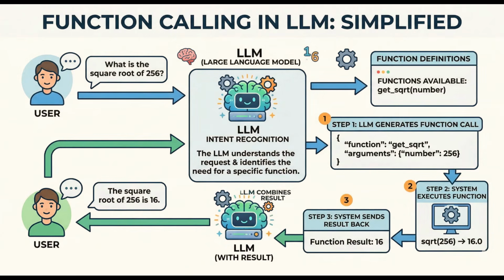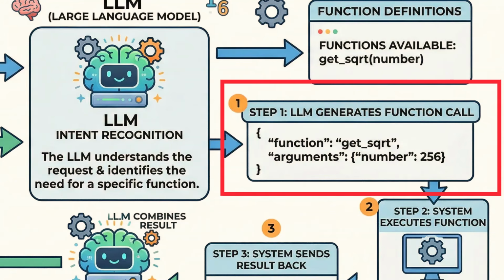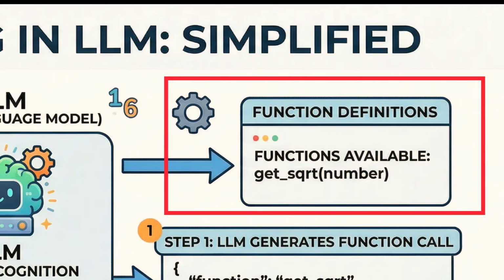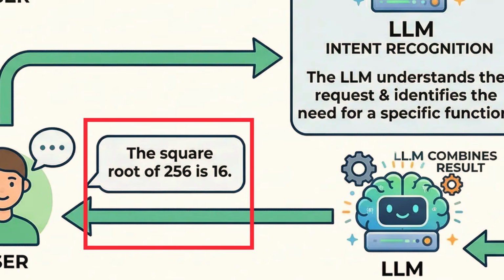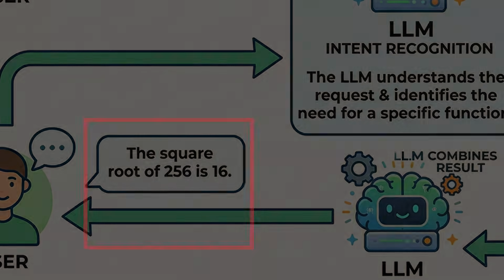Tool calling changes that. Instead of answering directly, the model emits a structured call. Your application executes it against a real API and returns the result. The model then uses that result to write its final response. Let's look at this with a hands-on example.